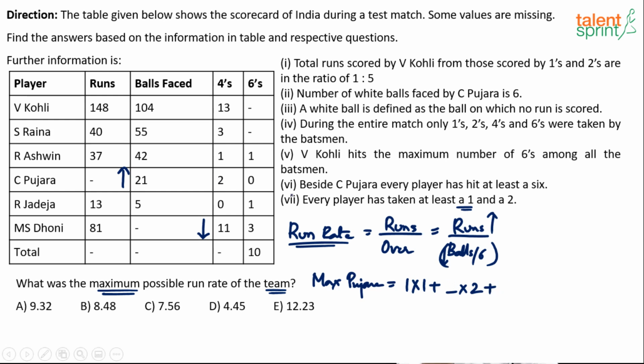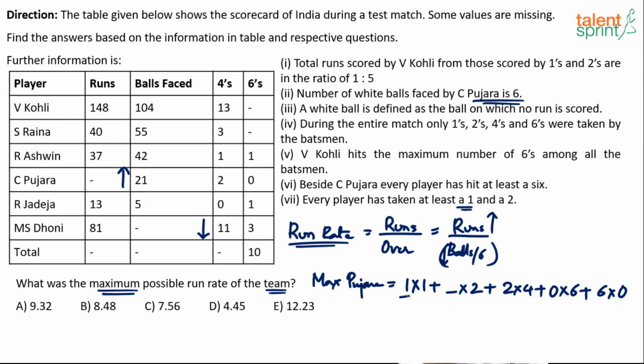How many fours has he taken? 2 fours. So 2 into 4 plus 0 into 6s, and then he had got 6 dot balls also. Number of dot balls faced by Pujara is 6, right? So 6 into 0. You understand? Now, how many balls can come here? See, total number of balls faced by Pujara is 21. In those 21 balls, 1 ball has gone for a single, 2 balls on 4s, so 1 plus 2 is 3, 0 balls on 6s, so 3 only, and then 6 dot balls, so 3 plus 6, 9. Out of 21 balls, 9 balls are already distributed in singles, 4s, 6s and dot balls.